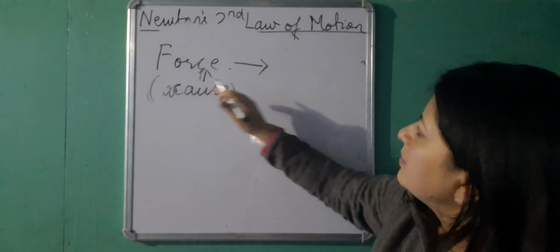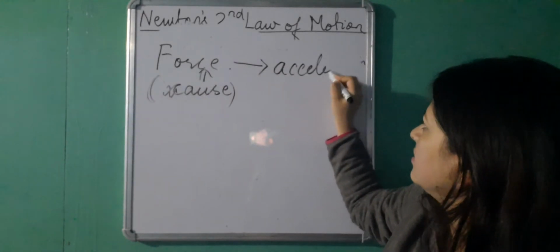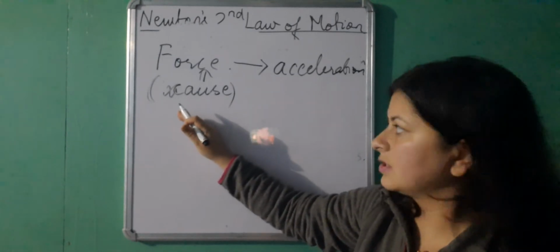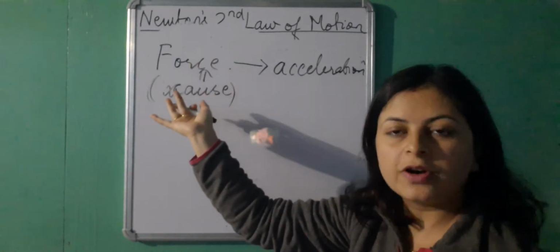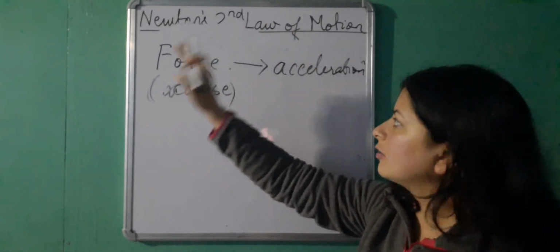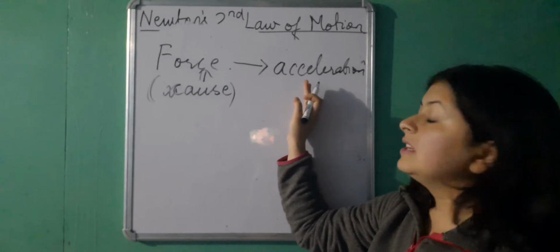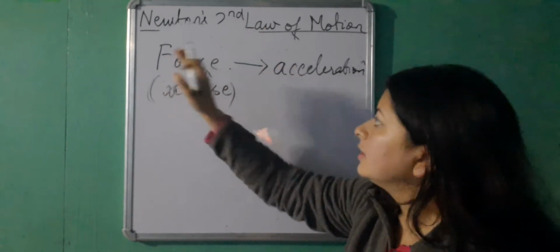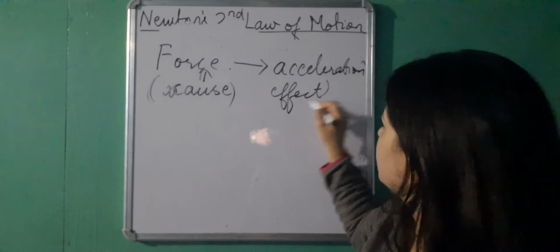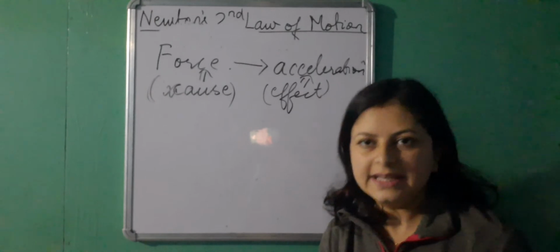Because we have applied a force, we are able to get an acceleration, which is nothing but an effect of force. Had there been no force applied on the ball, there would not be any acceleration. So without force, acceleration was not possible. So acceleration is an effect of force. That is why we say that force is the cause, acceleration is the effect.